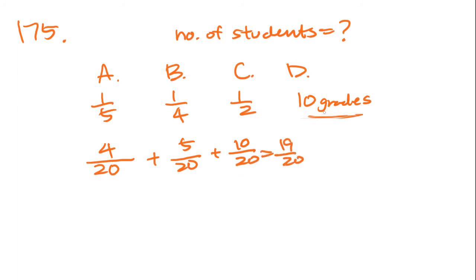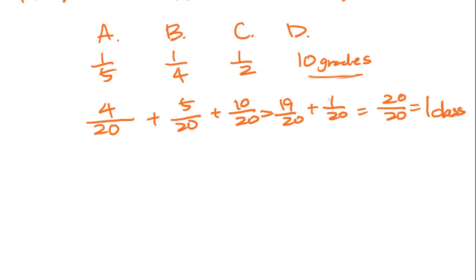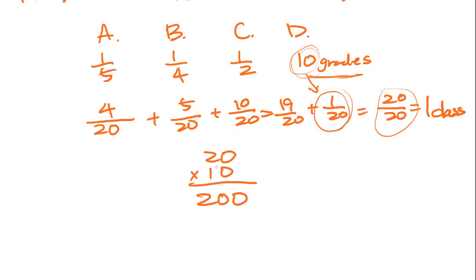So that means D must be 1 over 20, right? Because the total number of people in the class will be 20 over 20, which is one class. So if D is 1 over 20, then what's 20 over 20? So 10 grades is 1 over 20. Then 20 over 20 must be 20 times that. So it's going to be 20 times 10, which is going to be 200. And 200 is answer D.